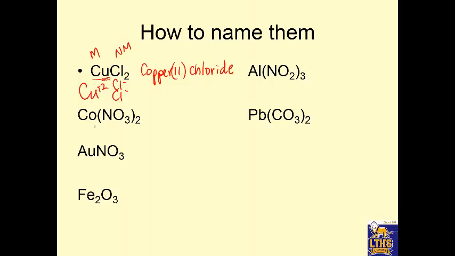Okay, Co is cobalt. NO3 is nitrate, so cobalt nitrate. Wait a second, cobalt is not always the same charge, so I'm going to need a Roman numeral. How do I figure out what it is? Well, I know nitrate is NO3 -1, and there's 2 of them. I know there's 1 cobalt in the compound.